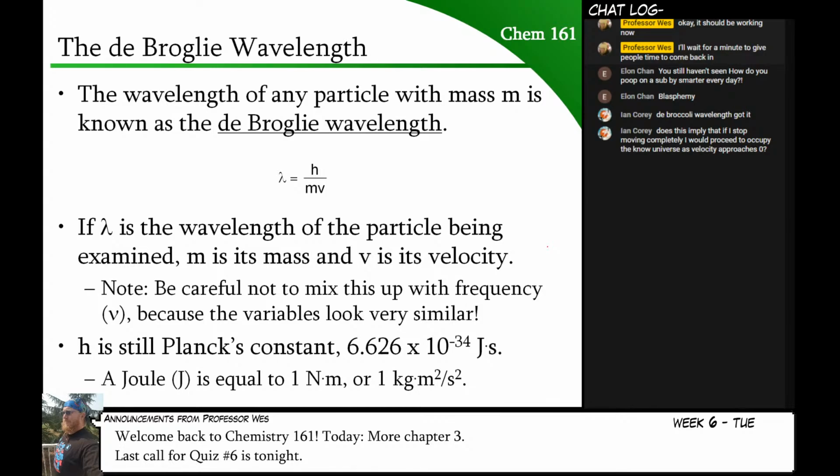Would you proceed to occupy the known universe as velocity approaches zero? You have to be moving to have a wavelength. Now, technically, nothing in the universe will have zero speed. You are always moving in some capacity. So we are hurtling around the sun, and we are also traversing through space with a velocity. So that counts too. You're not going to be isolated in a vacuum at velocity zero.